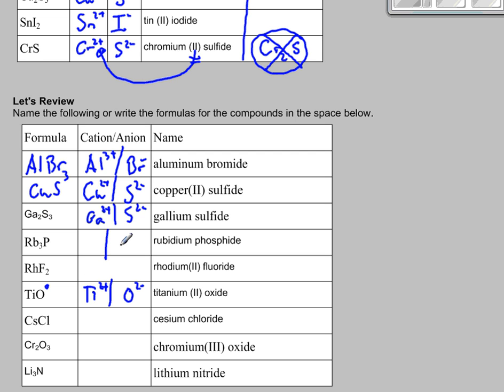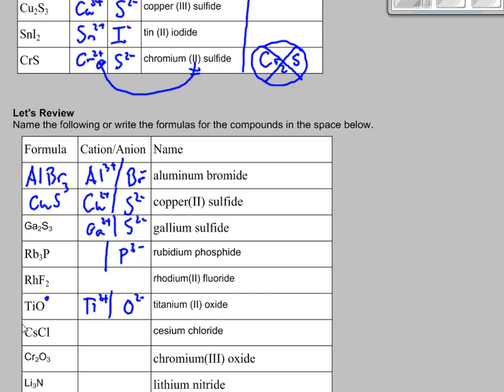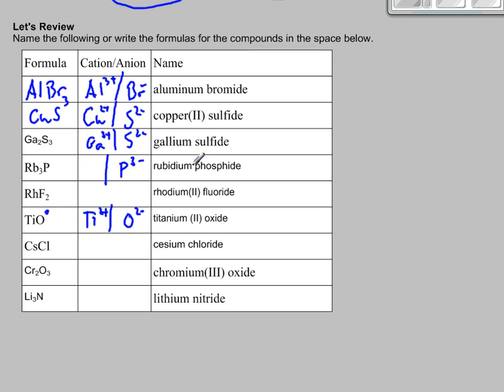Okay, down here, rubidium phosphide, P3-. And in this case, we don't have Roman numerals. Oh, and that makes sense because rubidium is an alkali metal, so it's going to be a +1 charge. So that one just goes, that's why we don't have any Roman numerals there. Rb+ was the cation in this case.